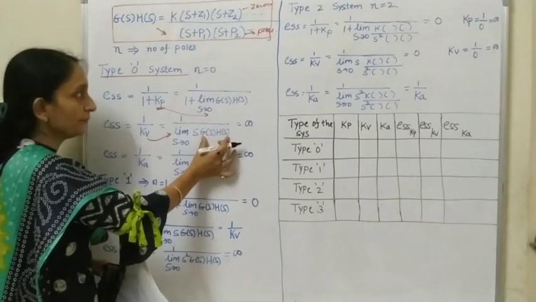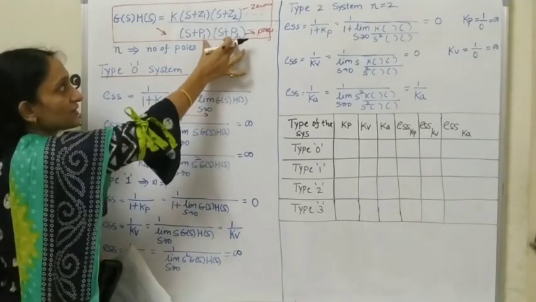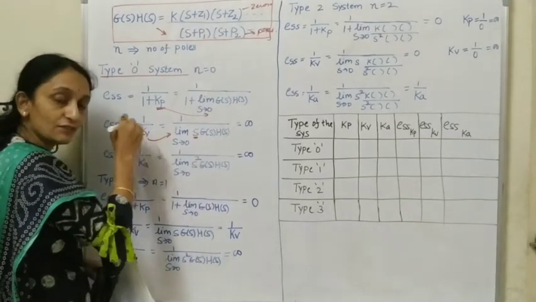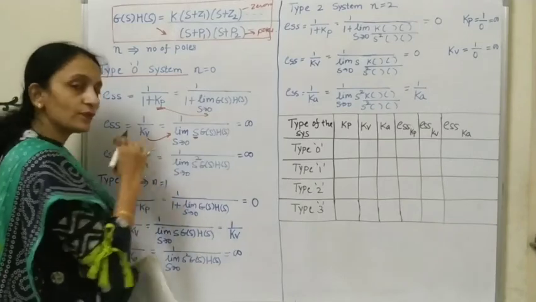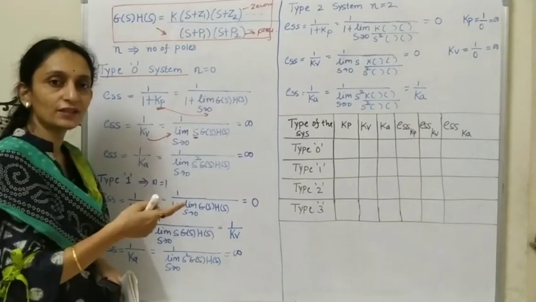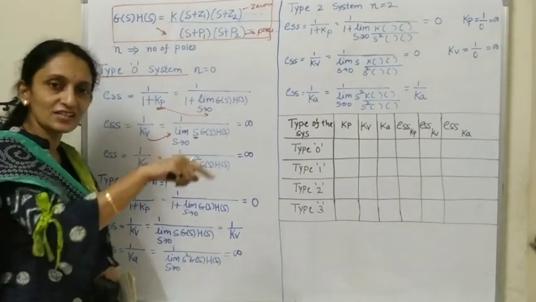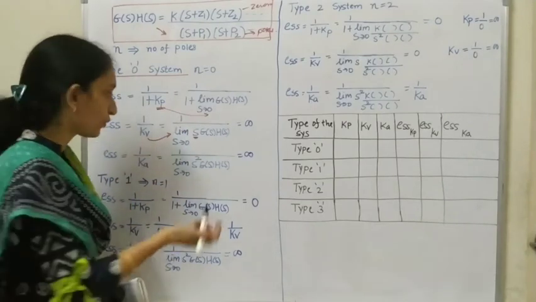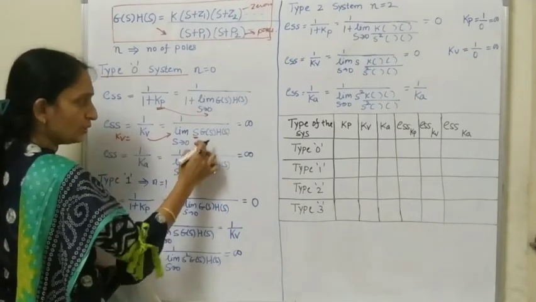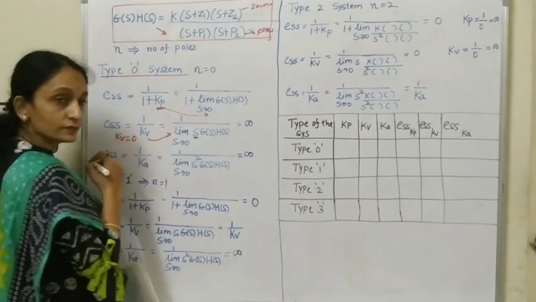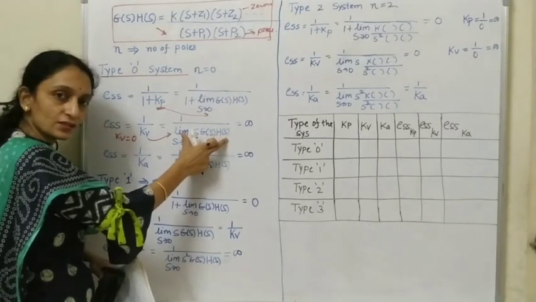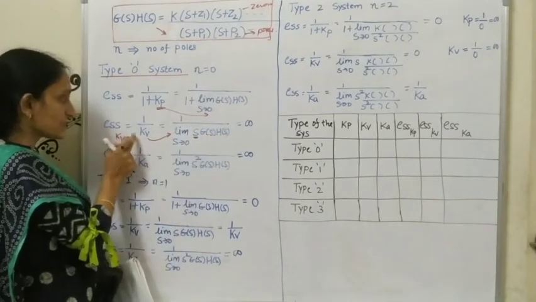Now you will again replace this G(s)H(s) with this term, but here the s term is there, that is in the formula itself. So when you take the limit, s is there in the numerator, and when s tends to 0, it will be 0. So what you will get here is Kv is equal to 0. Okay, after taking the limit, this denominator is 0. What is that denominator? This denominator is nothing but Kv.